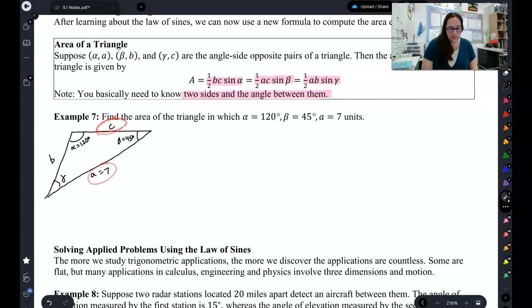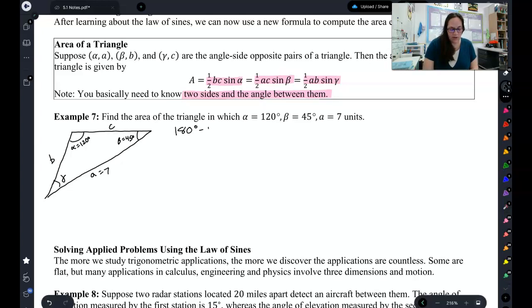Or I could use these two sides and the angle between them. That seems like a little less work because then I only need to solve for C. But either way, you should end up with the same answer. You could go whatever you want. However, let's just start easy and find gamma.